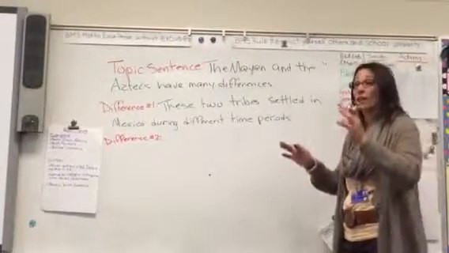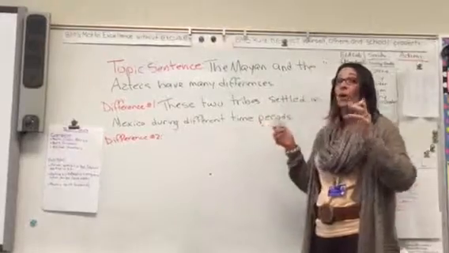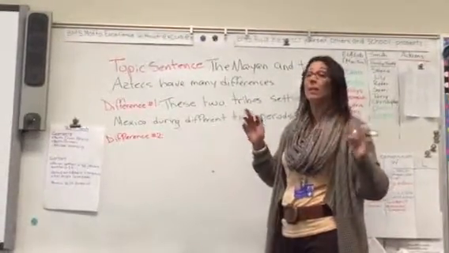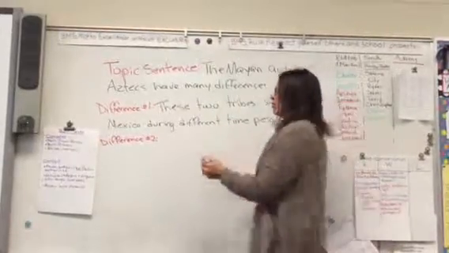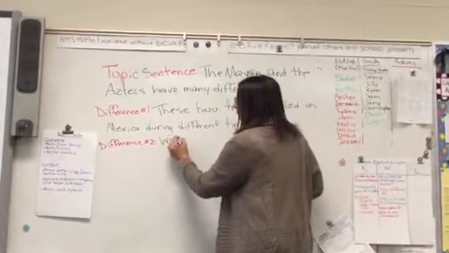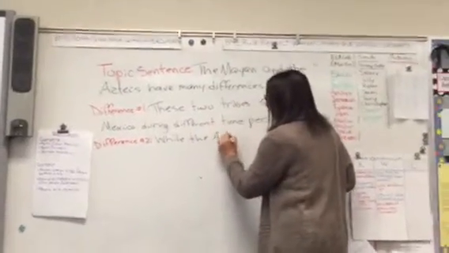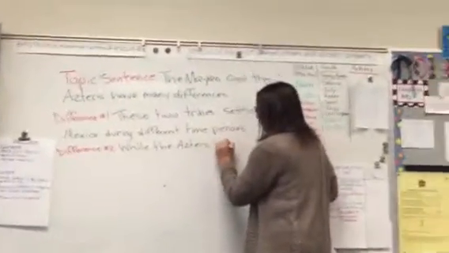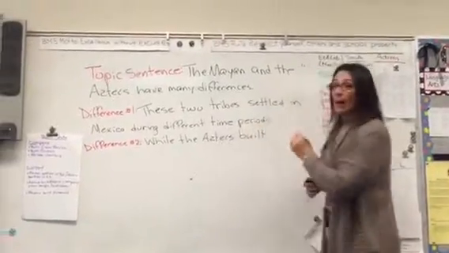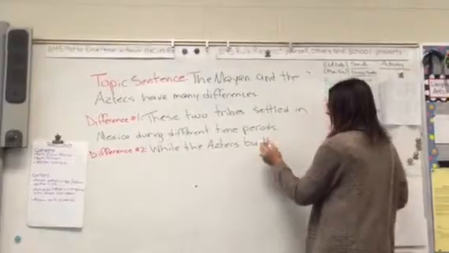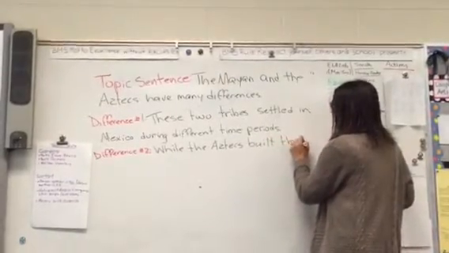How about we start it with a word like while? So it's a signal word that tells the reader that we're comparing two things. While the Aztecs built their empire, the Mayan built pyramids. That's a great sentence.